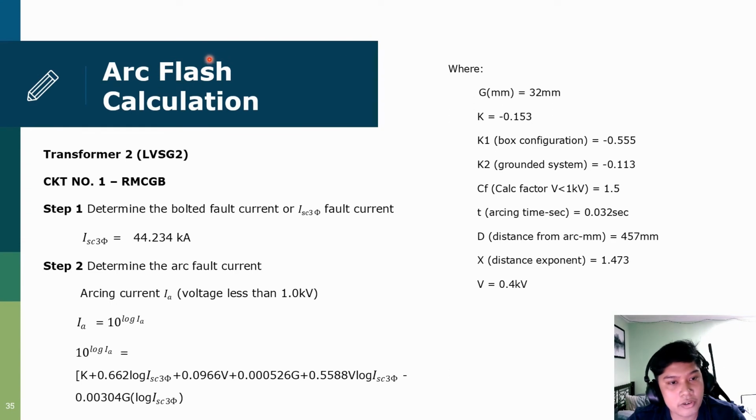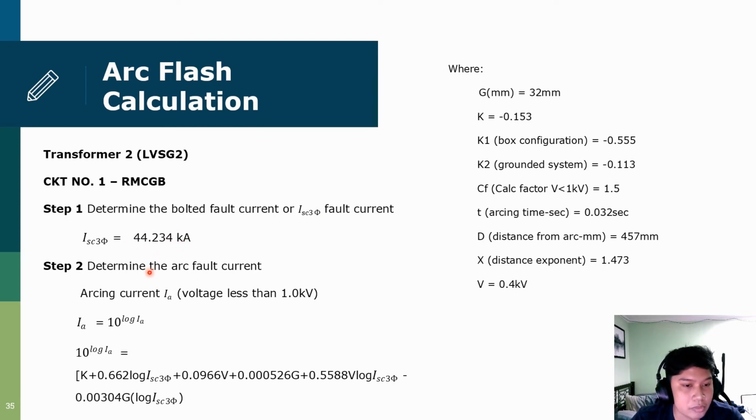Now let's go to our arc flash calculation. Our group task is to solve for transformer 2, which is LVSG2, or low voltage switchgear 2. In branch circuit number 1, we have RFCJB. In the first step, we determine the bolted fault current or short circuit fault current. Our short circuit fault current is 44.234 kiloampere.